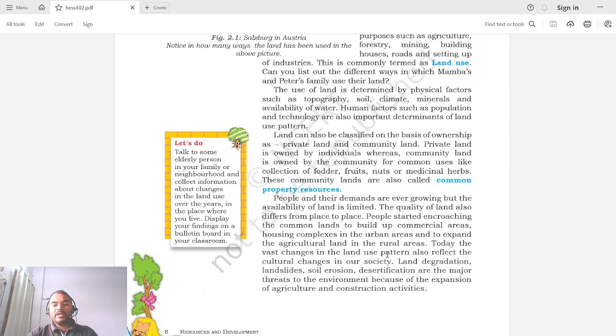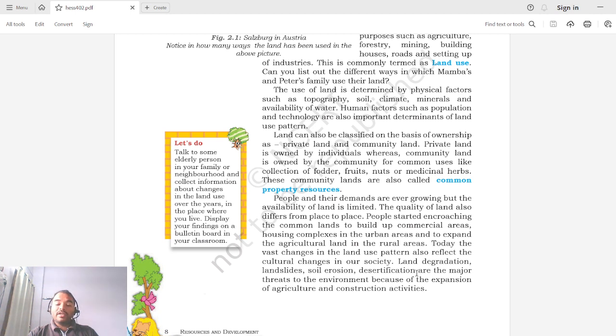Today, the vast change in the land pattern also reflects the cultural change in our society. Land degradation, landslides, soil erosion, desertification are the major threats to the environment because of expansion of agriculture and construction activities. So what we are doing is continuously increasing agriculture and commercial activities like building complexes, industries, making roads, making dams. But to some extent, these activities are also leading to land degradation, and the effects of this land degradation are that landslides can happen, soil erosion can happen, and desertification.